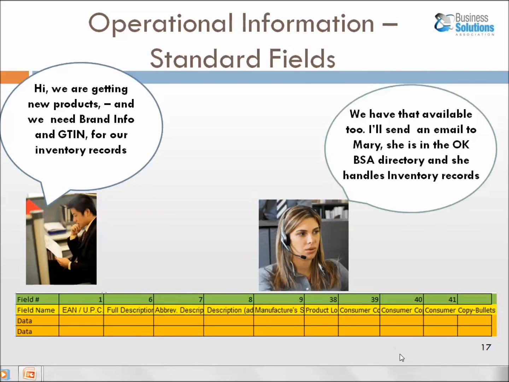Reminder, earlier BSA standards dealt with operational or transactional information used to move products. Hi, we're getting new products and we need brand name and brand information and the G10 for our inventory records. Yes, we have that available. I'll send an email to Mary. She's in the OK BSA directory and handles inventory records.